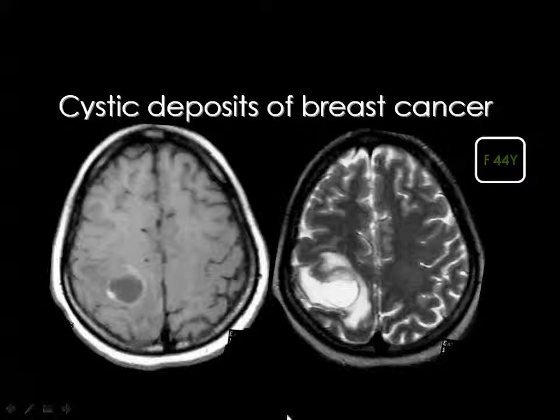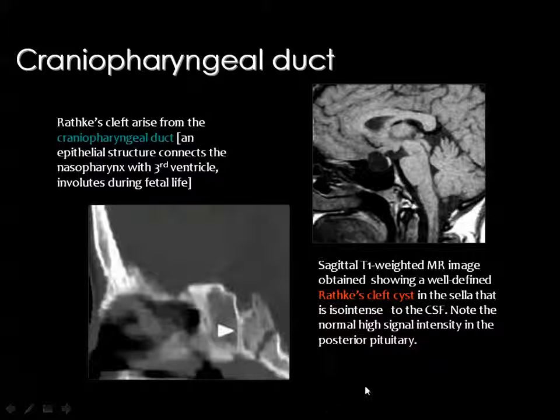Then this patient with breast carcinoma has this cystic lesion with marginal enhancement and a mural nodule surrounded by significant perifocal brain edema. Then you consider the possibility of cystic metastasis.